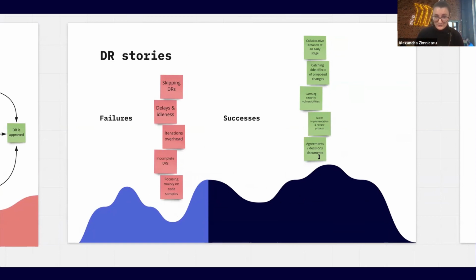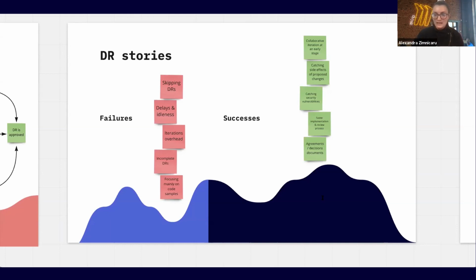Other costs we've encountered are related to iterations overhead when the reviewers have a lot of suggestions or they don't review all the changes at the same time. The process can become overwhelming for the DR creators. We sometimes also have incomplete DRs, either because the investigation is incomplete or some changes were dismissed as sort of implementation details. And lastly, we have the somehow opposite problem when there are too many implementation details or it focuses too much on code samples rather than the overall solution. And then the DR starts to look more like a PR.